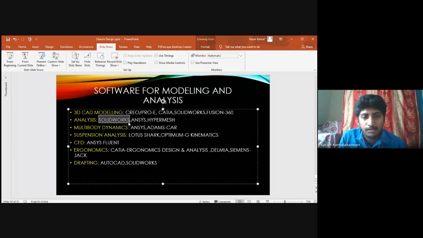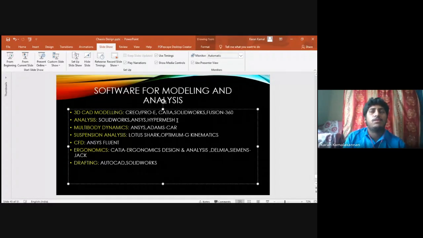It is a good software, especially for frame analysis, with a wide range of options to work with. And ANSYS, I think it is the best of all. And HyperMesh also, which is for advanced work, very advanced compared to ANSYS. It is used almost in all the automobile industry. They are using HyperMesh for advanced analysis and simulations rather than ANSYS.